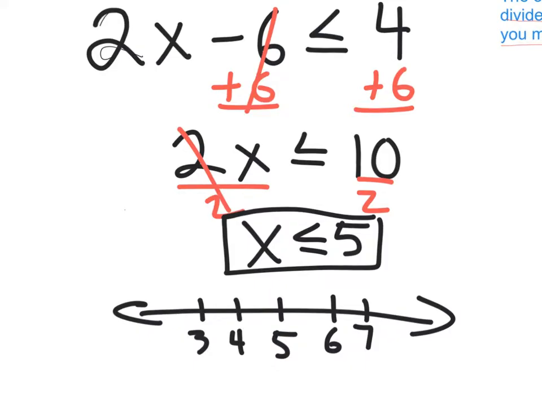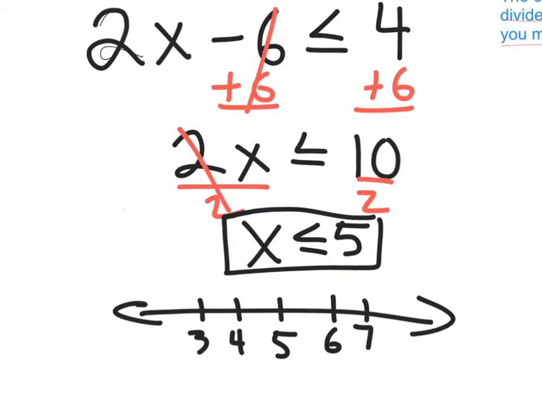Now what do I mean by graph the answer? This is the answer right here. X is less than or equal to 5. Okay, so is 4 less than or equal to 5? Yes. Is 3 less than or equal to 5? Yes. Is 0 less than or equal to 5? Yes. Is negative 50 less than or equal to 5? Yeah, so you're talking about an infinite amount of answers. That's why we're going to graph the solution here.